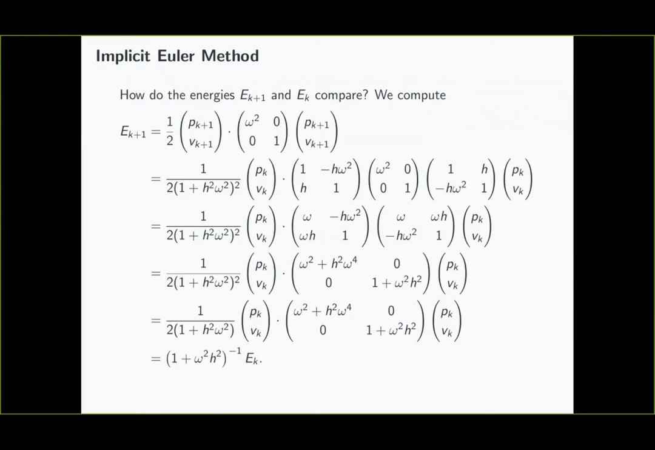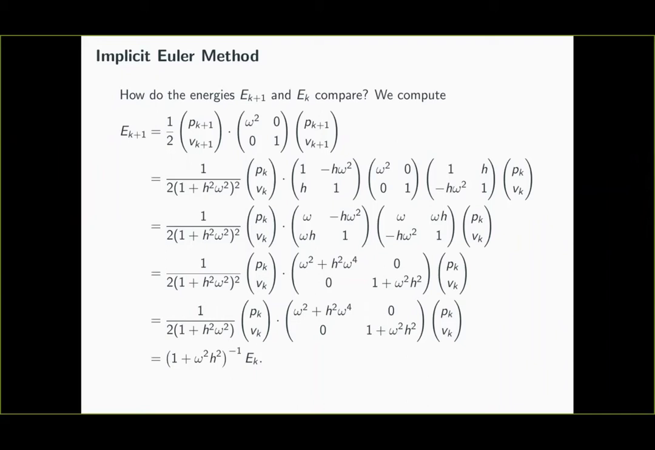So we can express the energy E_{k+1} in terms of the old energy E_k. And to do that, we first write down the definition of E_{k+1}. We have 1/2 times (p_{k+1}, v_{k+1}) times this matrix, omega squared and 1, the diagonal matrix, and again the vector (p_{k+1}, v_{k+1}). And that's the first line, the first equation. To get to the second equation, we only plug in the definition of p_{k+1} and v_{k+1}. And from there we proceed similar as for the explicit Euler method.